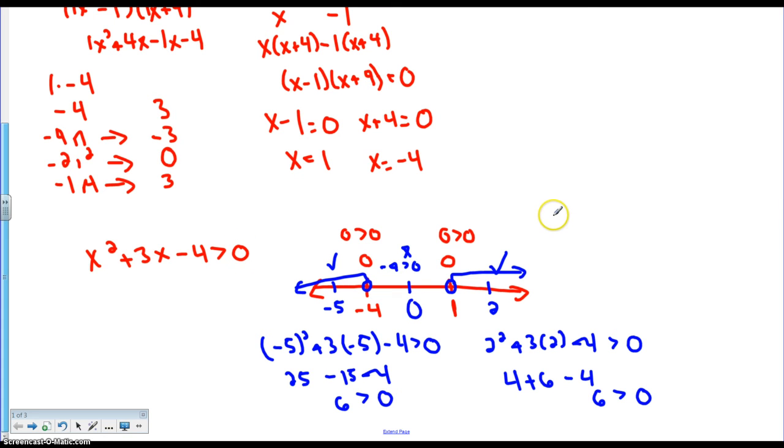So what I want to do is write down the inequality that makes this true. If I compare x to -4 over here, it looks like x is smaller than -4. Or x is going to be greater than 1. Because all these values are true.